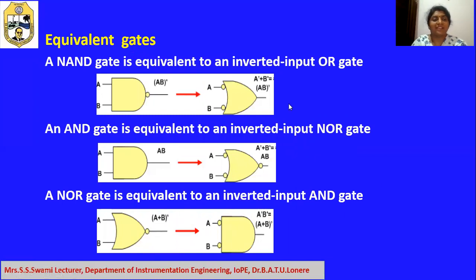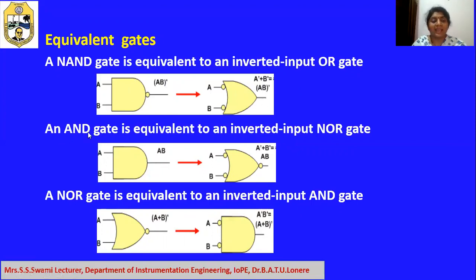Now we will see equivalent gates. AND gate is equivalent to an inverted input OR gate. So when A is given over here, B is given over here, we will get (A into B) whole transpose. This is our NAND gate. And when A is inverted and B also inverted to this gate, we are going to get A transpose plus B transpose, that is equal to (A into B) whole transpose.